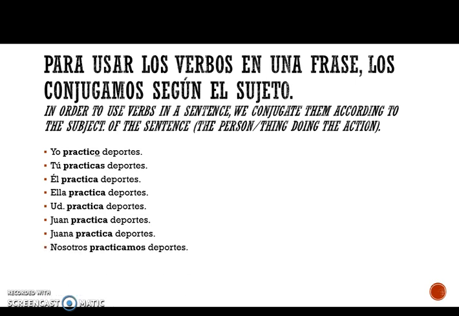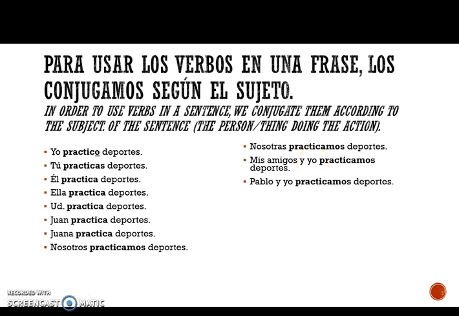Nosotros practicamos deportes. We play sports. Nosotras practicamos deportes. We play sports if we're all girls. Mis amigos y yo practicamos deportes. My friends and I play sports. Remember, you can think of mis amigos y yo again as we or nosotros. So that's why we're using this ending. It still fits into that category on our chart. Pablo y yo, or in other words, we practicamos deportes. Pablo y yo would still be a nosotros form.